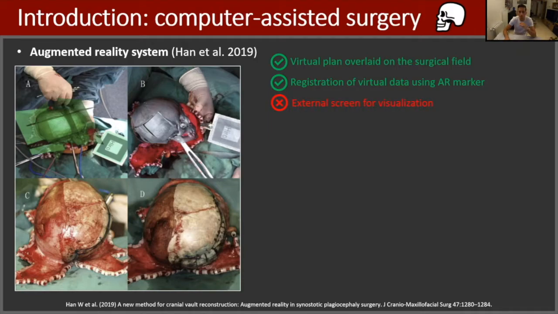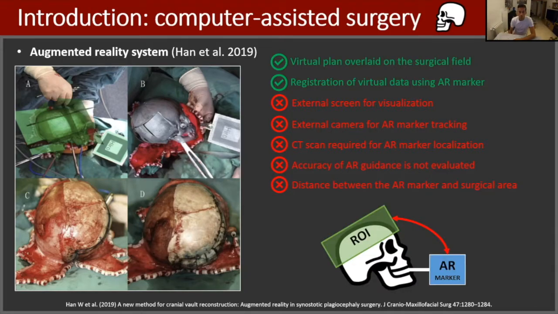The main limitations of this system are, first, that the visualization is done on an external screen, so no improvements with respect to the navigation. An external camera is used for marker tracking, and a CT scan is required for the localization of the augmented reality marker and the registration of the virtual data. Also, in this study, they didn't evaluate the accuracy of the system. They just measured qualitative metrics. And finally, the distance between the augmented reality marker in the mouth and the region of interest for the surgery, the cranial vault, is pretty large, and therefore we expect a low accuracy.